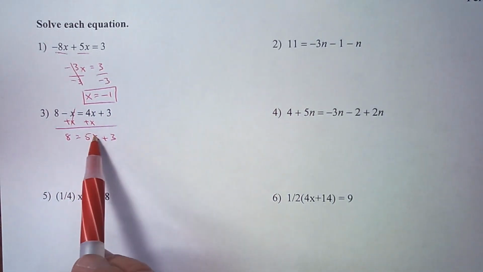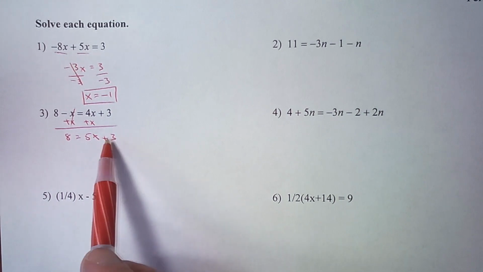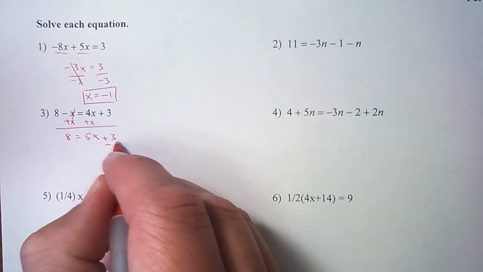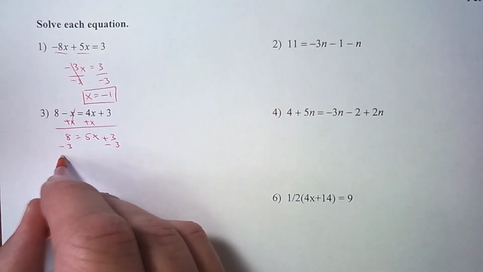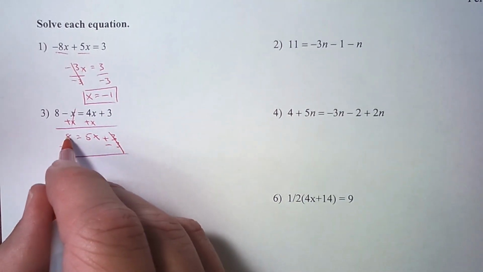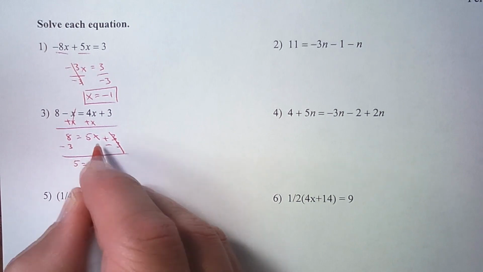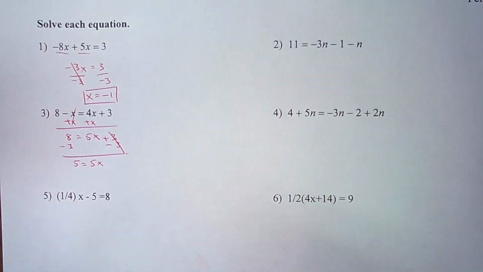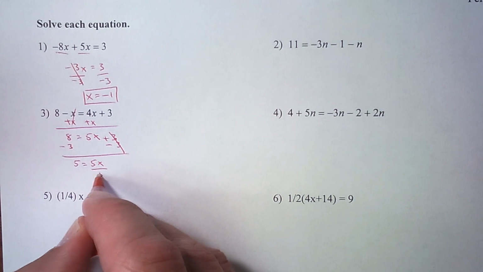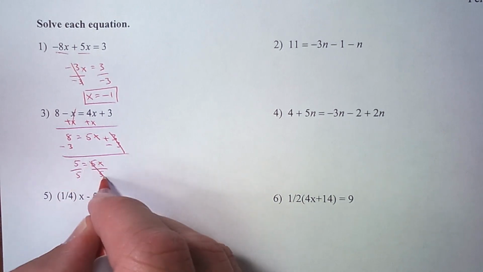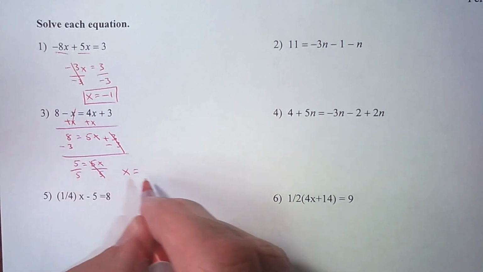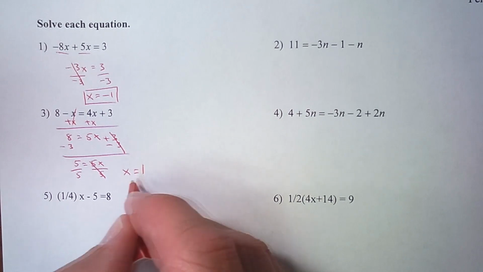Okay, now I want to work toward getting this 5x by itself, so I'm going to get rid of this plus 3. So I'll do minus 3 on both sides. So I get 8 minus 3, which is 5, equals 5x. Then I'm going to divide both sides by 5. And I get x equals 5 divided by 5, or 1.